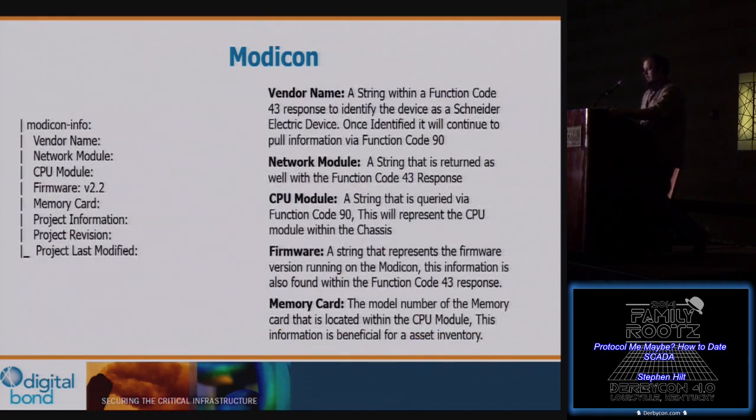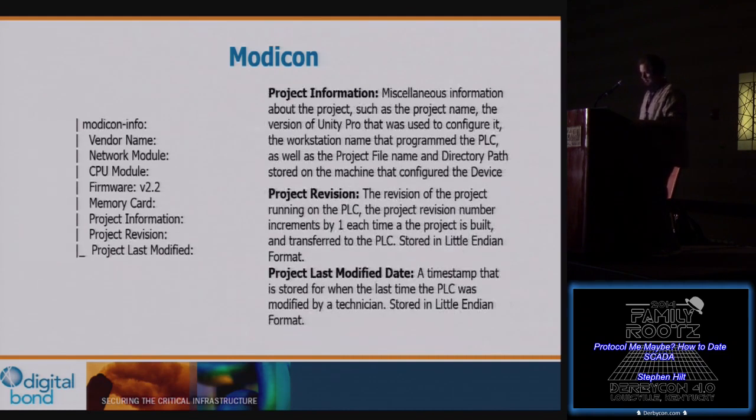So based off of that, the information you can pull is vendor name, network module, CPU module, firmware. The memory card is actually interesting. It's the model number of the memory card that's plugged into the CPU module. It's not interesting except possibly for asset inventory. Project information, such as I said, workstation name, and then the location where it was stored, project revision, and project last modified date.